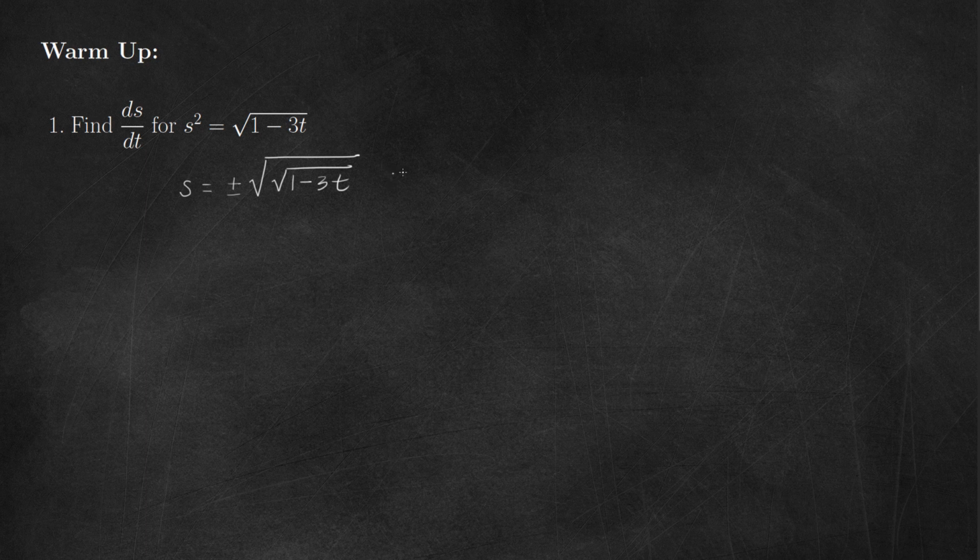We could make it a little bit better by rewriting plus or minus the square root of the square root as just 1 minus 3t to the power 1/4. But here I still have to deal with the plus or minus, and I have to use the power rule combined with the chain rule. Let's try and find our derivative using implicit differentiation instead.